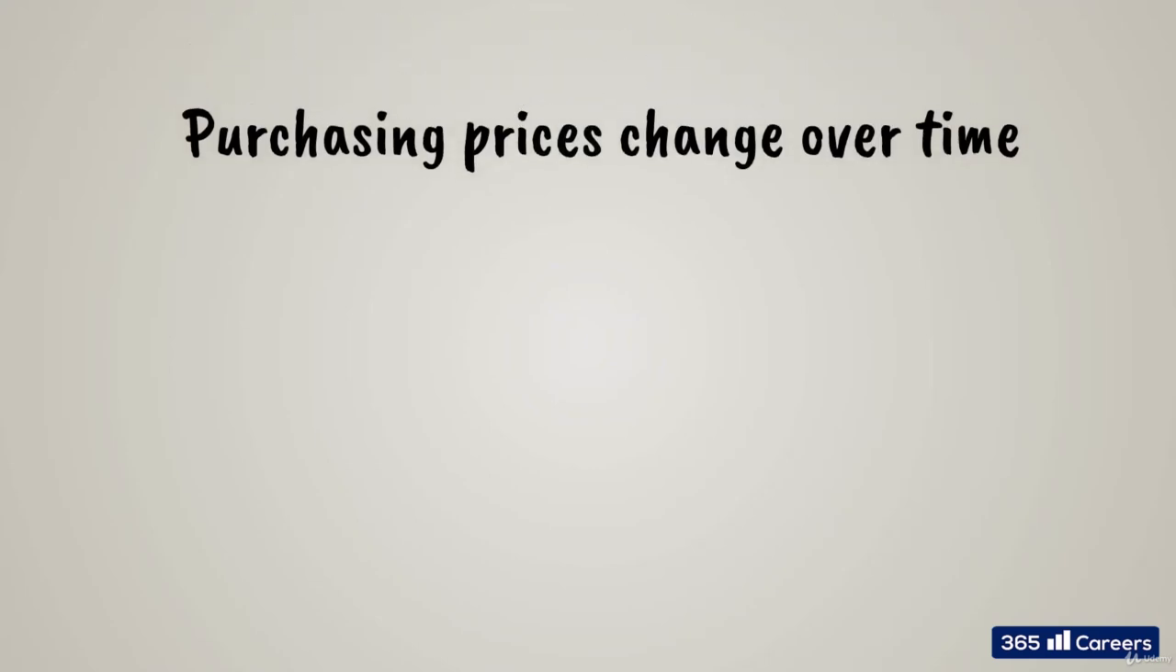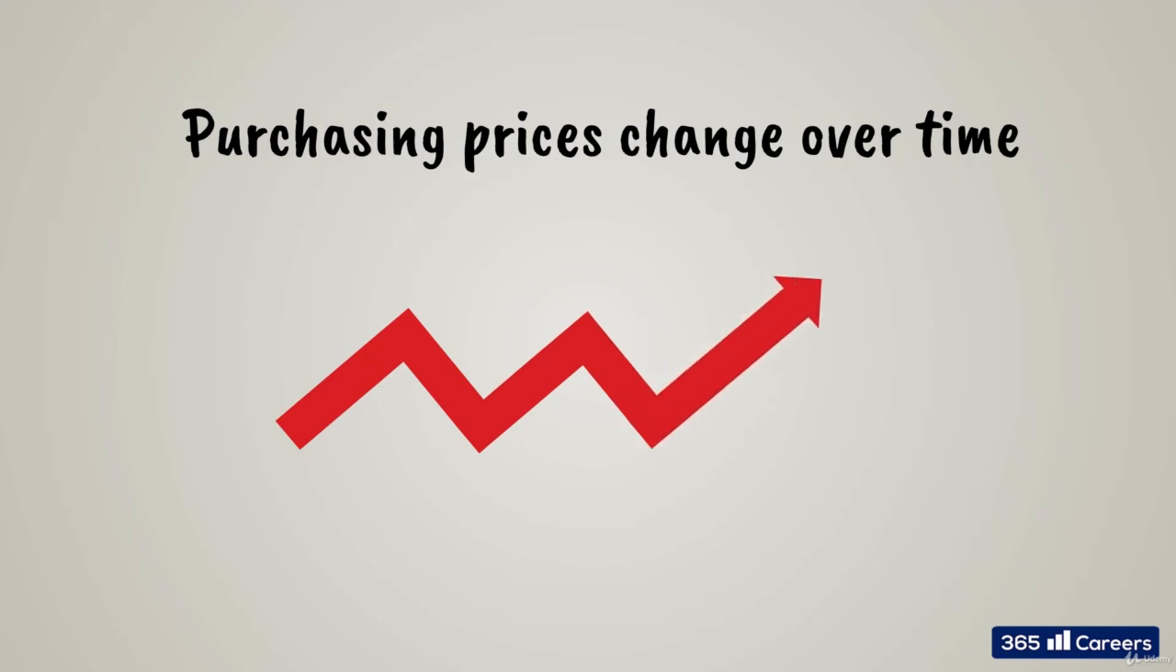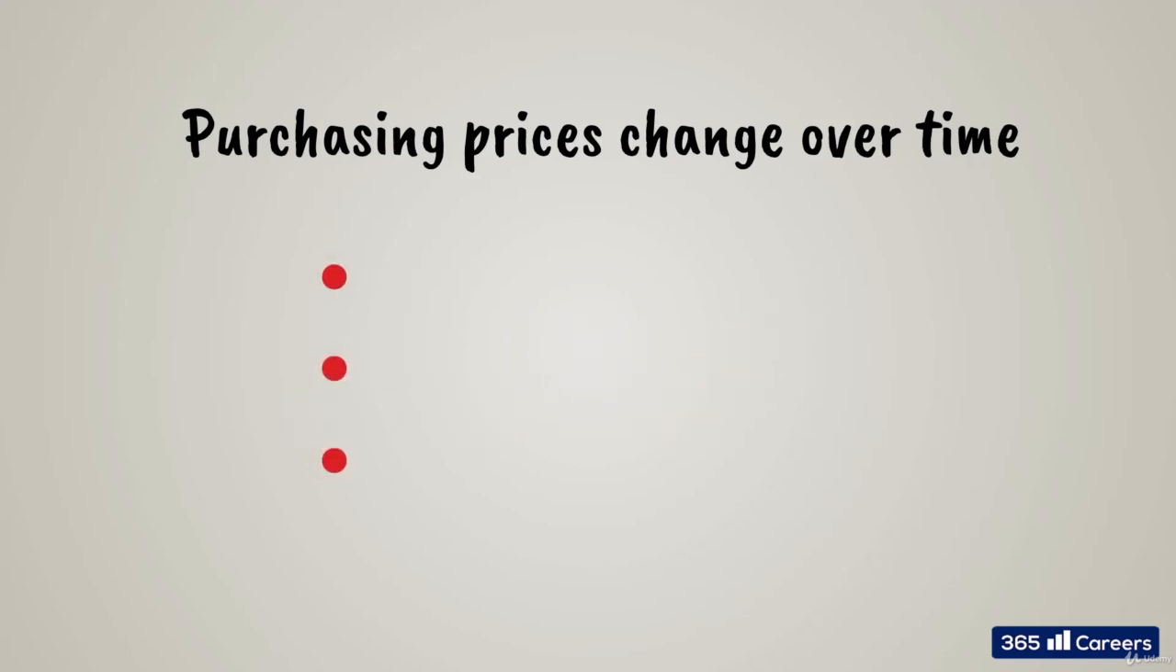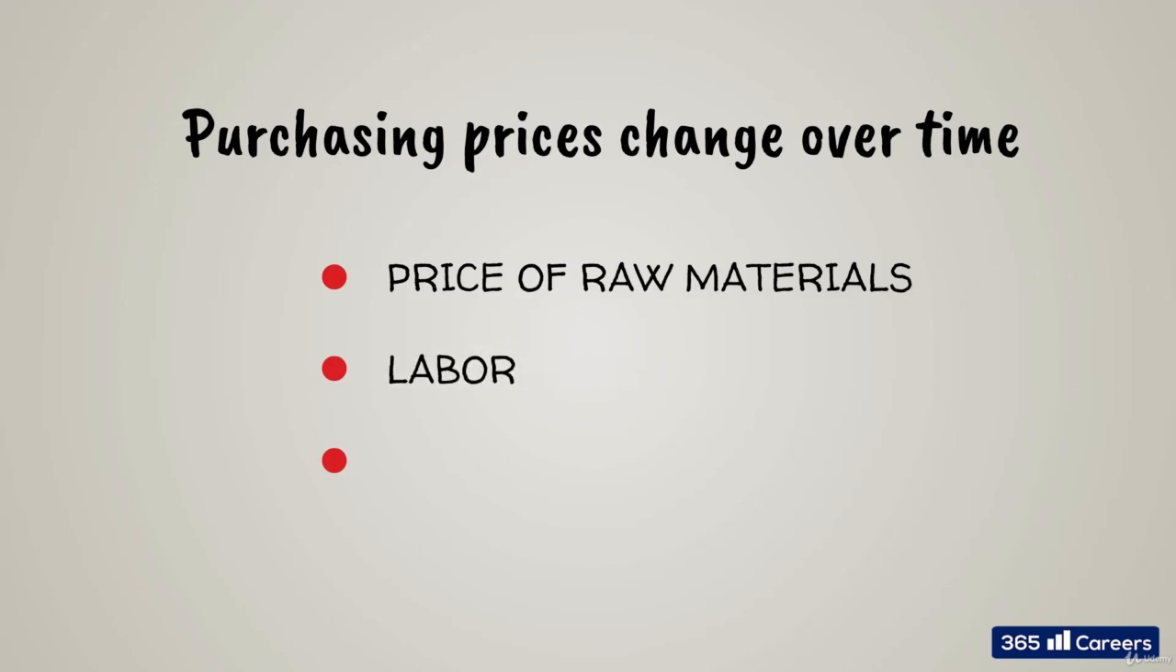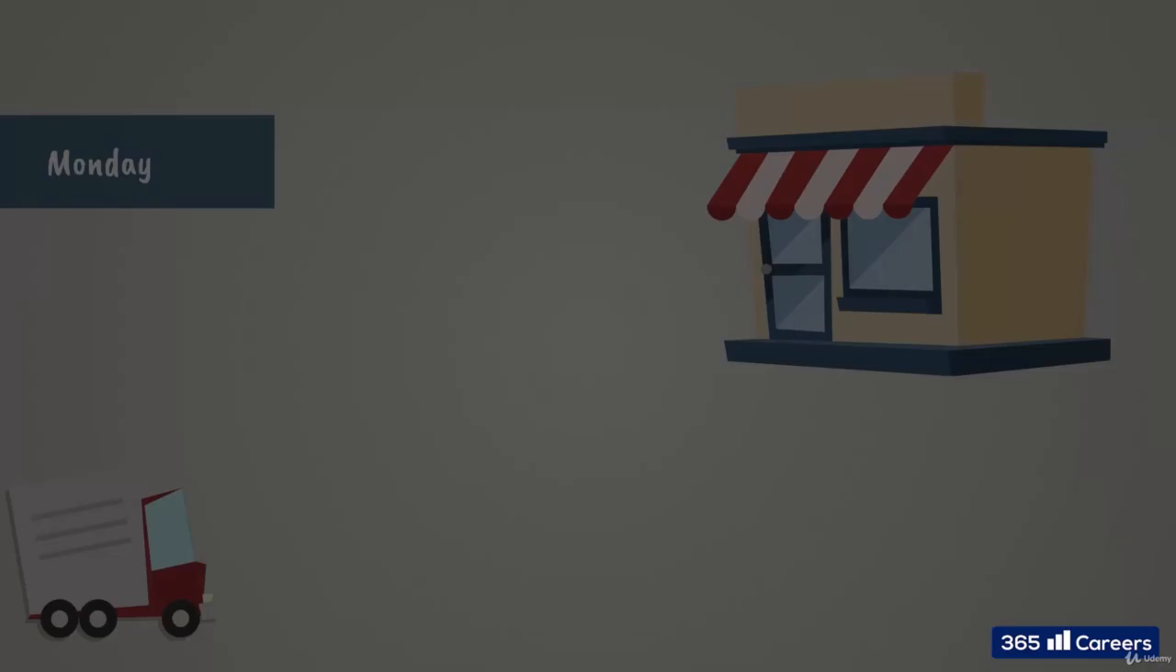If purchasing prices stayed constant all the time, the calculation of COGS and inventory would have been much simpler. But unfortunately, that's not how things work in reality. Prices of raw materials, labor, and other costs change all the time. So that's a topic to be addressed when we calculate COGS and inventory. Let's provide an easy-to-understand example.